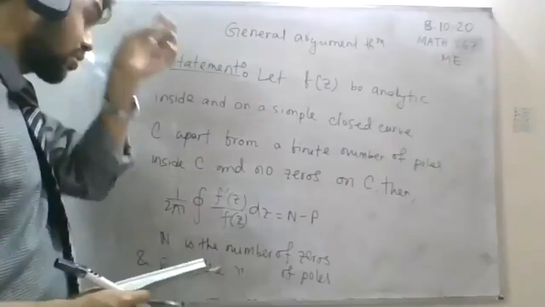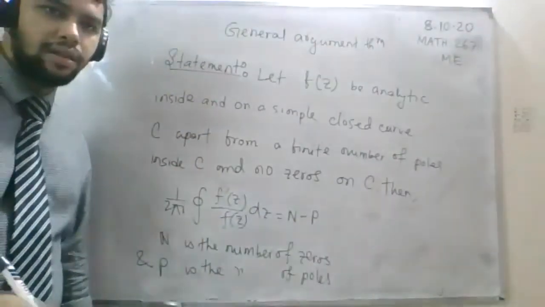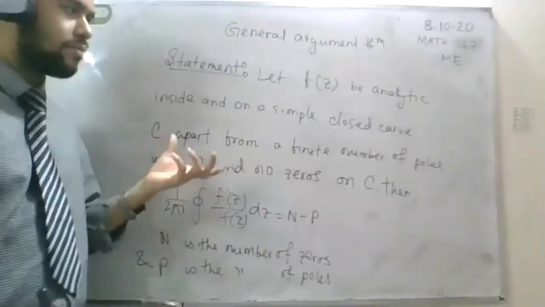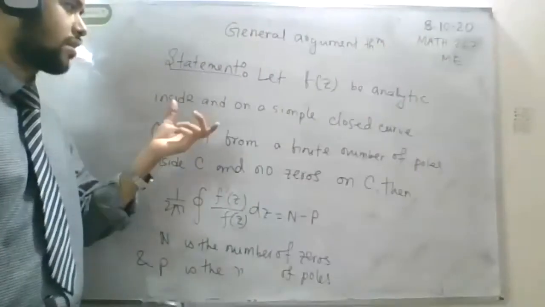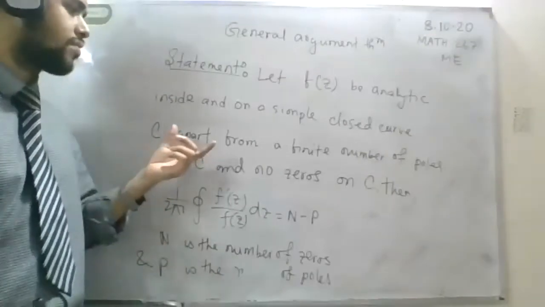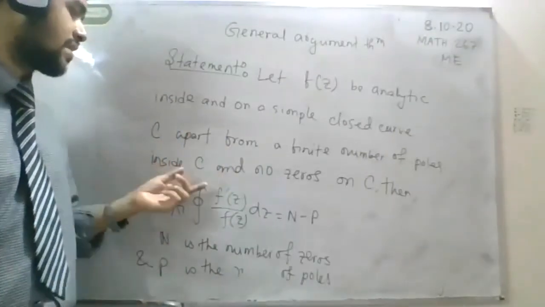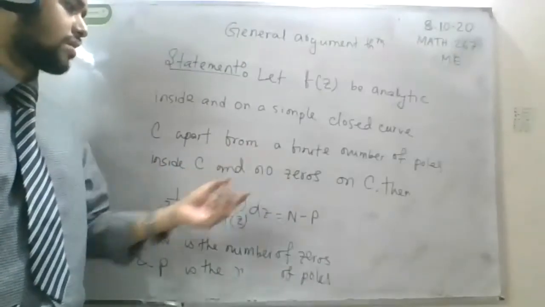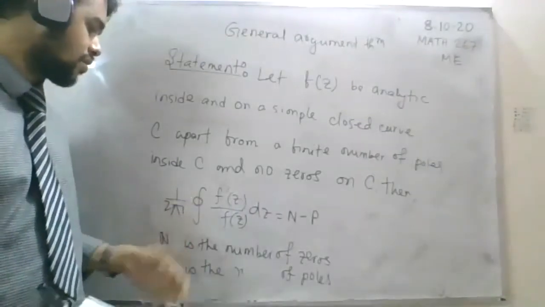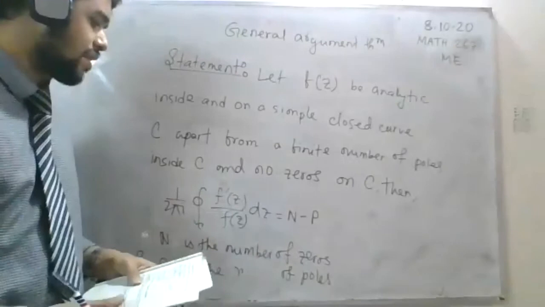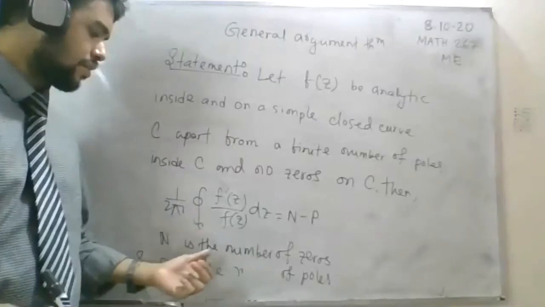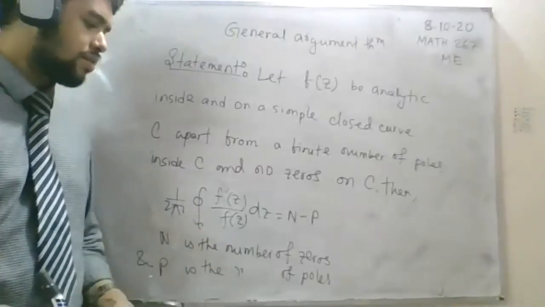I will discuss this in our next class. Here I just write down the statement of the general argument theorem, where let f(z) be analytic inside and on a simple closed curve C apart from a finite number of poles inside C and no zeros on C, then we get 1 by 2 pi i closed integration f prime z divided by f z dz equals n minus p, where n is the number of zeros and p is the number of poles.